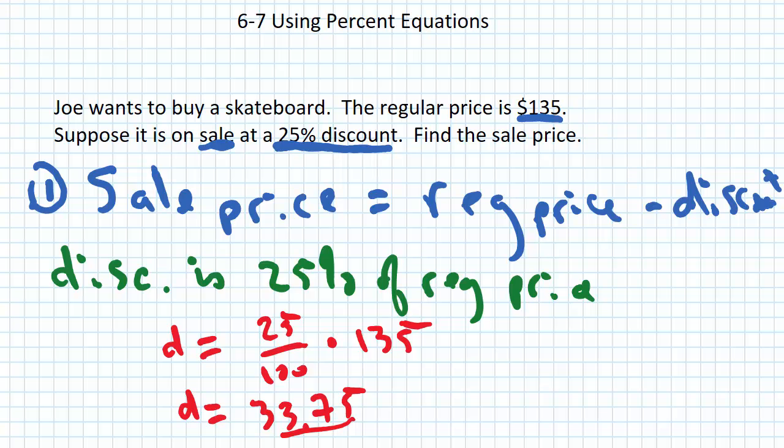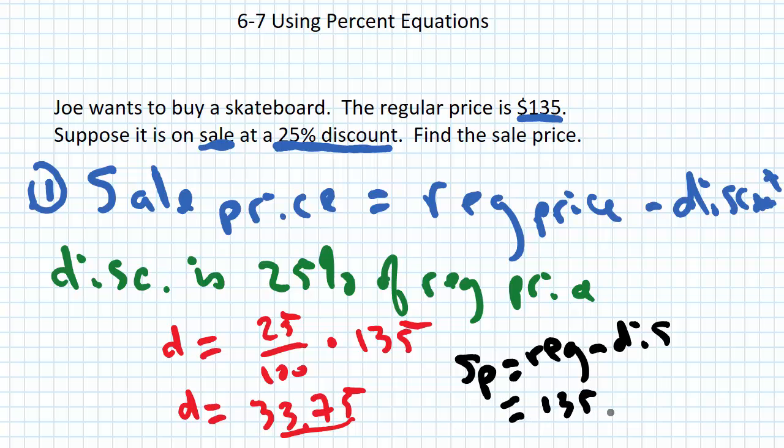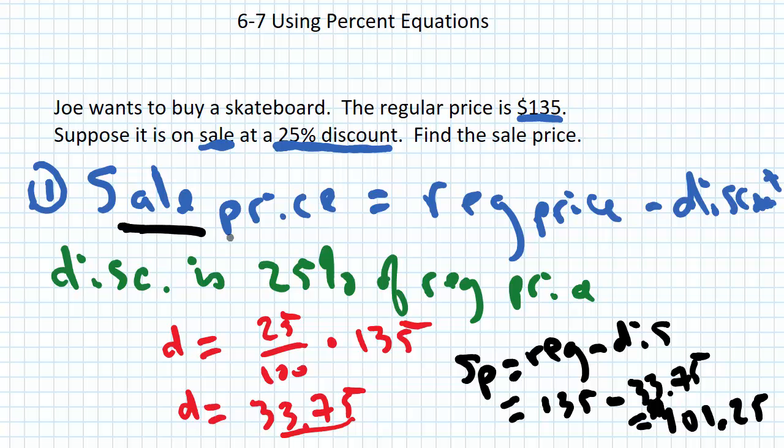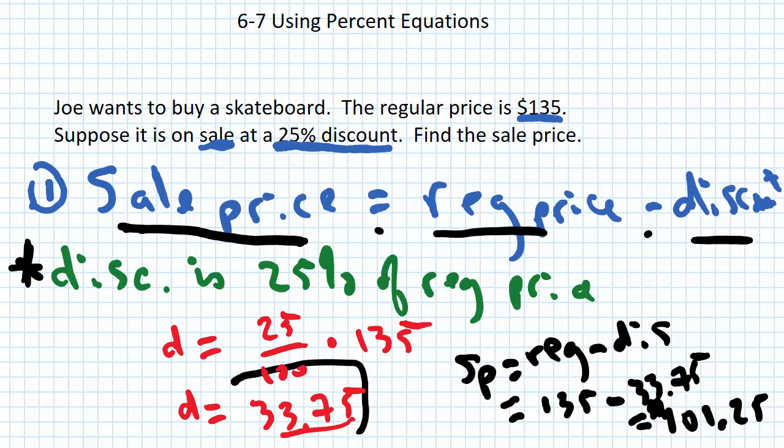So I can go over here and say from equation number 1, the sale price is equal to the regular price minus the discount. So the sale price is equal to 135, that's the regular price, minus 33.75. And that gives me a sale price of 101.25, and that's dollars. Okay, so that's one way to look at this. So I have to do a little bit of work first and find the discount. And once I find that discount, I subtract it from the regular price to find the sale price. Okay, that's one way to do it.